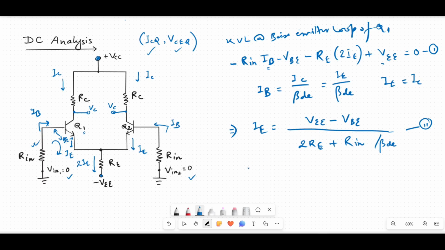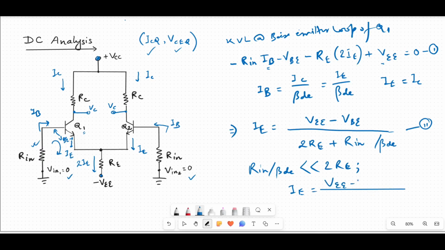Now if you consider the value of Rin by beta DC, then it is very much smaller than RE. So we can neglect this value. We can rewrite the equation of IE as VEE minus VBE divided by twice RE. So this is the value of current IC, which we also call ICQ. So the ICQ value is VEE minus VBE divided by 2RE, considering Rin by beta DC is very much less than 2 times RE.